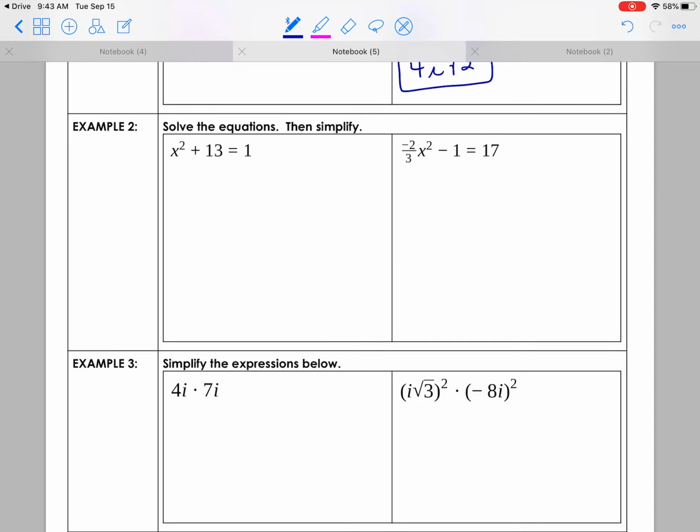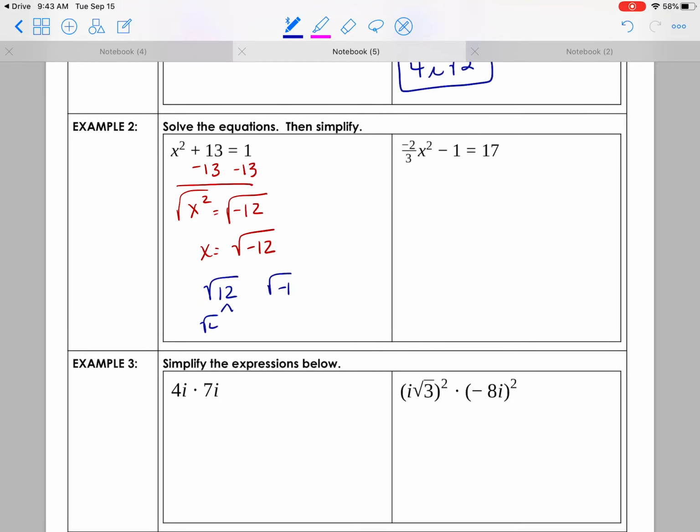Okay, example 2. Solve the equations, then simplify. I'm going to solve it just like I would a basic equation. Subtract the 13 over. x squared equals -12. To get rid of the x squared, I'm going to have to take the square root of both sides. x equals the square root of -12. Now I'm going to have to break that down. So that's going to give me the square root of 12 and the square root of -1.